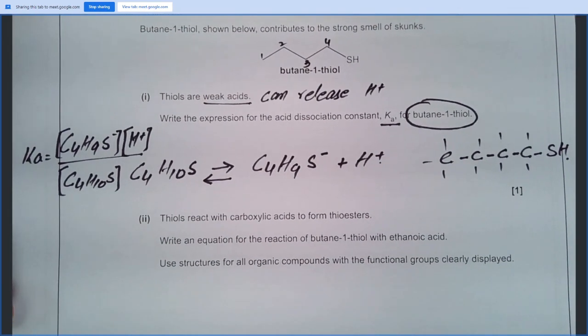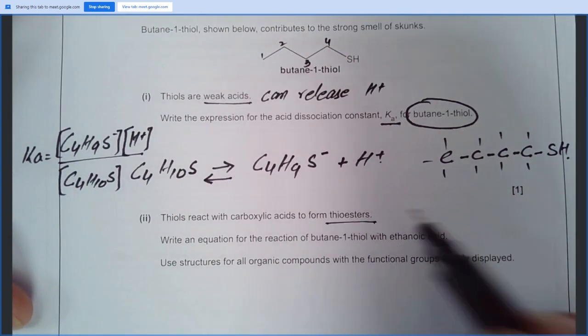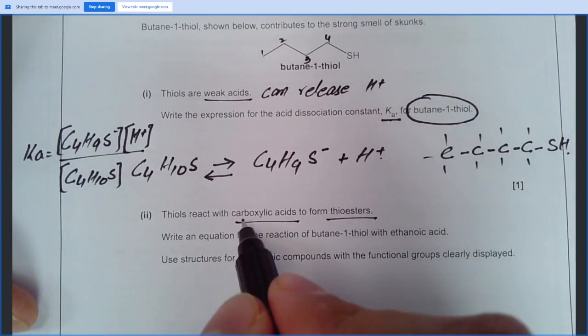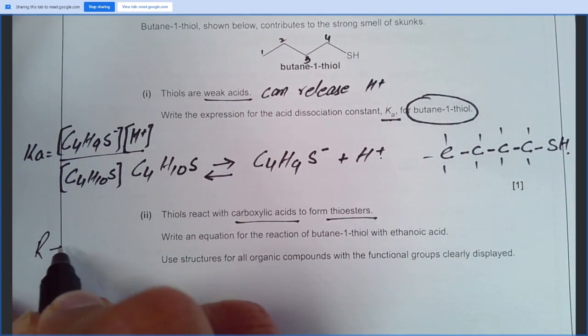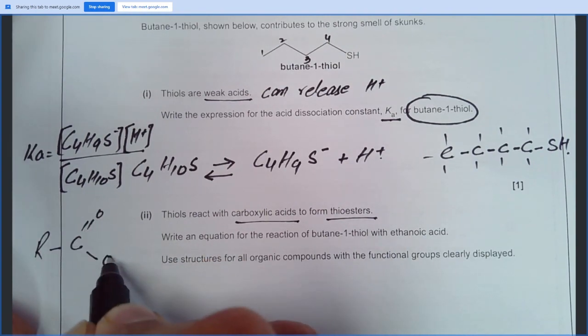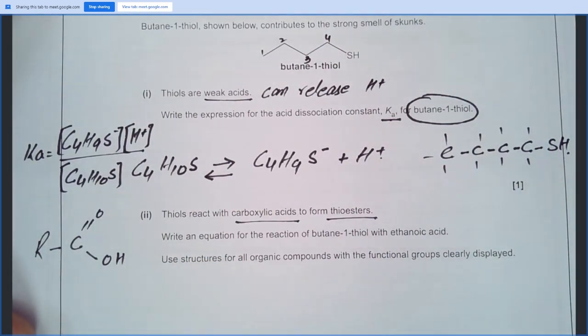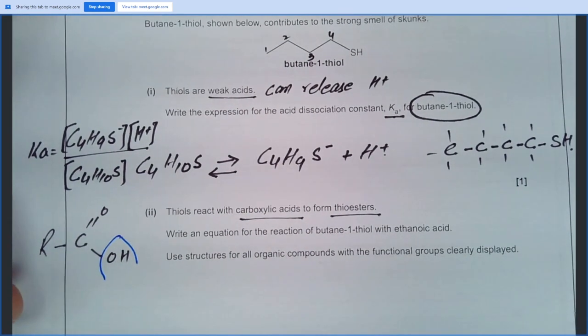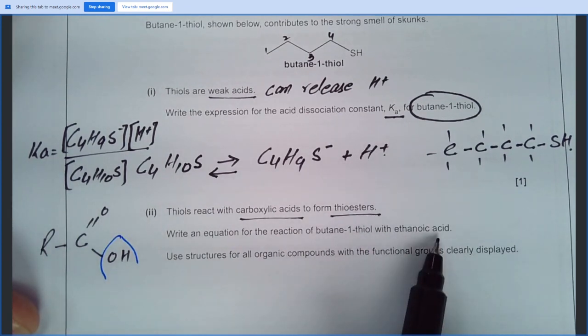Next part says thiols react with carboxylic acid to form thiol esters. So they are giving you a bit of information, and we've been given carboxylic acid. So if I draw a carboxylic acid, it is R-C-O-O-H. And if you recall, it is this section of the molecule that will combine with H to form water. Write an equation for the reaction of butane 1-thiol with ethanoic acid.